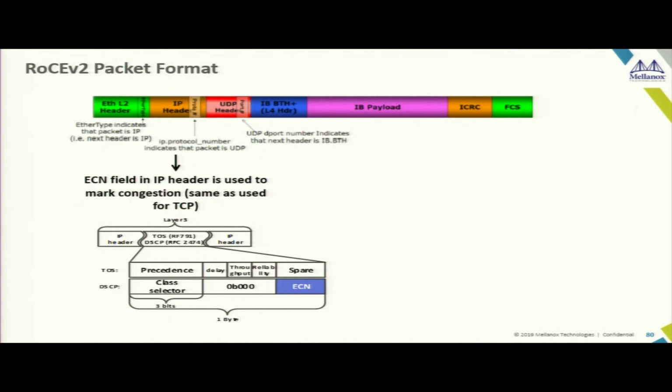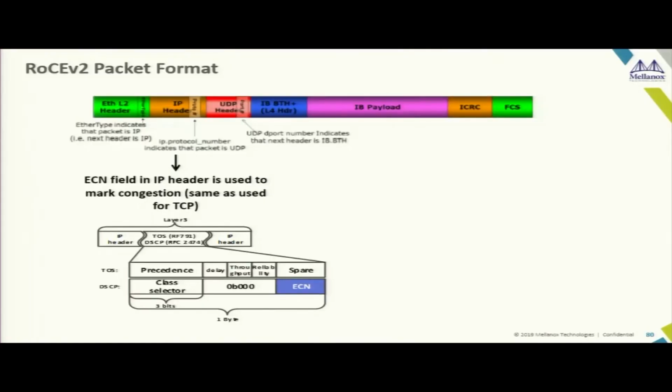This is actually based on a field in the Ethernet packet called ECN, Explicit Congestion Notification. What happens is, when there is congestion in the fabric, at any point in the fabric, you set the ECN bit. There are 2 bits there. Instead of 00, you set it as 11, and then send the packet forward.